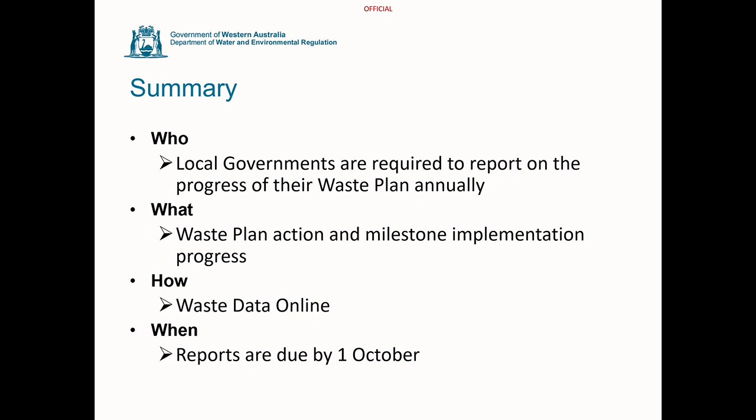To summarise everything that was covered today, local governments in the Perth metropolitan area, Peel region and major regional centres are required to report annually on the progress and implementation of the actions and milestones of their waste plan. The waste plan report must be prepared and submitted to DWER via Waste Data Online. The waste plan report is due by 1 October each year. And we are here to help, so please do not hesitate to contact us if you require any further assistance.